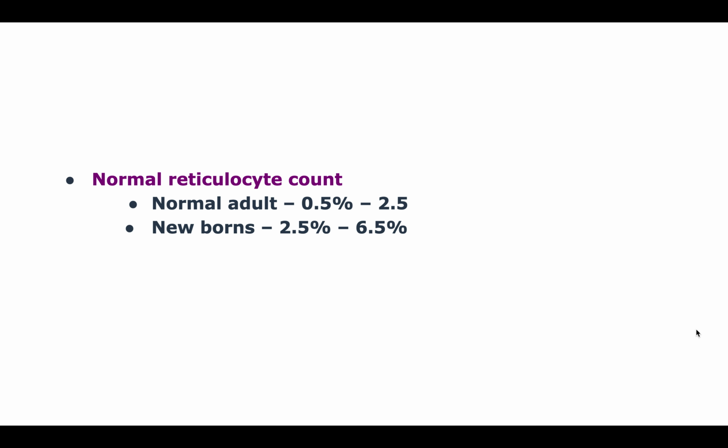Then going to the normal retic count. Normal retic count varies from adult to newborn. In adults, from 0.5 to 2.5% is normal. In newborns it's slightly higher, 2.5 to 6.5%, but after a month or so it comes close to a normal adult only.